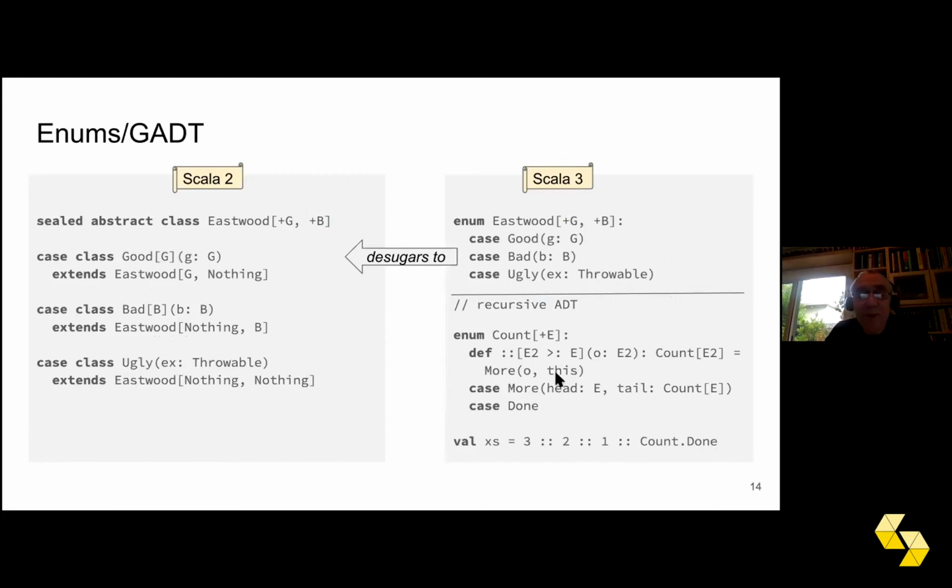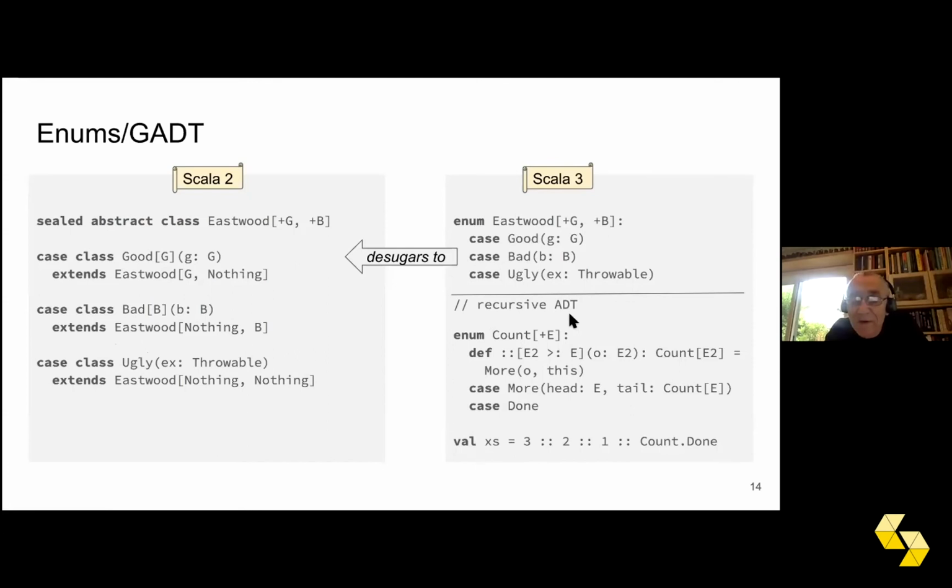Also, we can parameterize enums, right? Here we didn't, here we do. So we have an enum Eastwood, and we define Good, Bad, and Ugly. And Ugly takes a Throwable. So we have two types, the type for Good and the type for Bad, and we don't pass all these. This is how it's actually compiled, desugared before compiling. So that's what it is as a result. But you write it in a nicer way.